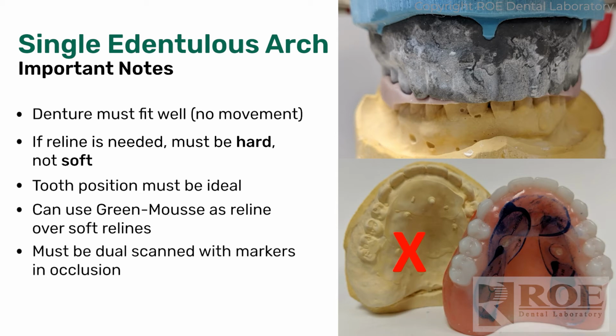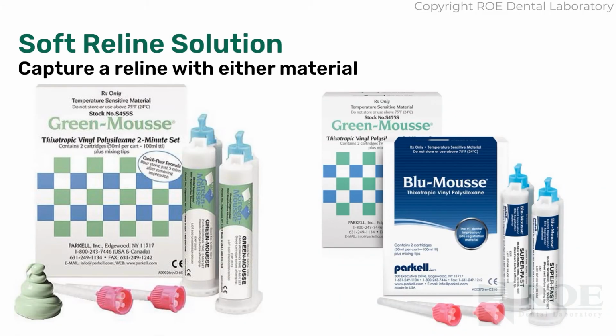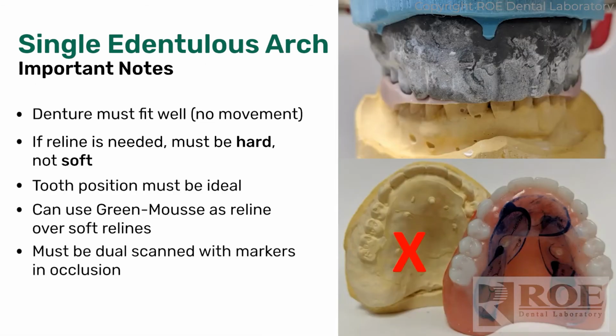That's the most important part of using this blue mousse material. Soft relines, PVS, other materials, bite materials, they will not show up, and we can't see them, so they look like a void.